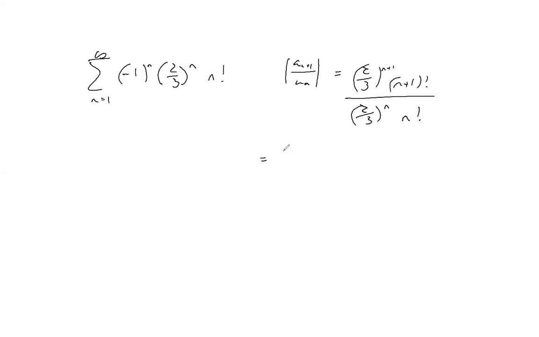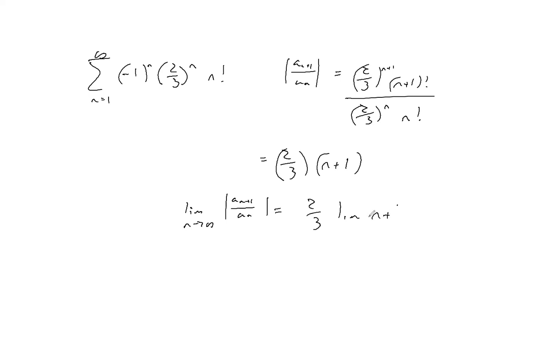Okay, so I have (2/3)^(n+1) over (2/3)^n. That's equal to just 2/3. Then (n+1) factorial over n factorial simplifies to n plus 1. Okay, so what is the limit as n approaches infinity of a_{n+1} over a_n? It's going to be equal to 2/3 times the limit of n plus 1.